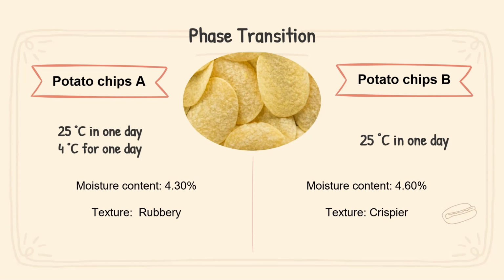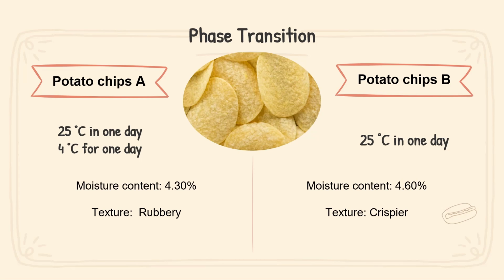In order to test the phase transition, an experiment was conducted on potato chips with two different conditions. Potato chips A and B were placed in room temperature for 1 day, but potato chips A was additionally put under 4 degrees Celsius for another 1 day. In our result, moisture content of potato chips A is 4.3%, while for potato chips B is 4.6%, which is slightly higher than potato chips A.